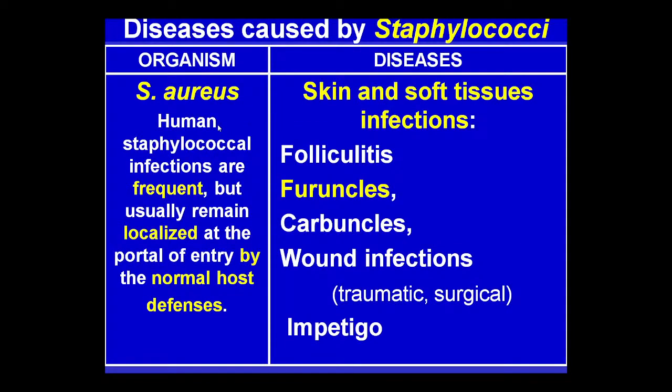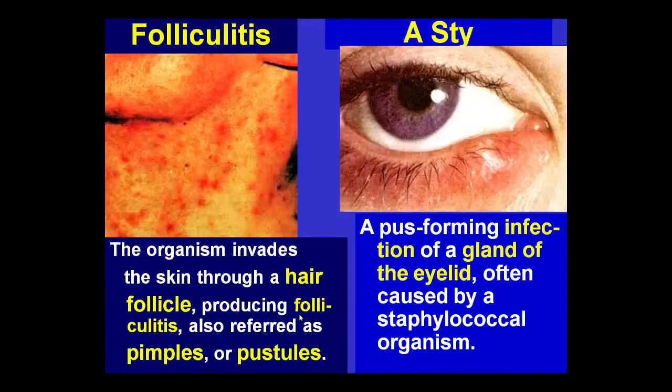So now, what kind of diseases are caused by staphylococci? We start with the first group, skin and soft tissue infections. Staphylococcus is a very frequent cause of folliculitis, furunculus, carbunculus, wound infections as a result of trauma or surgical operation, and impetigo. Just take a look at how this infection appears.